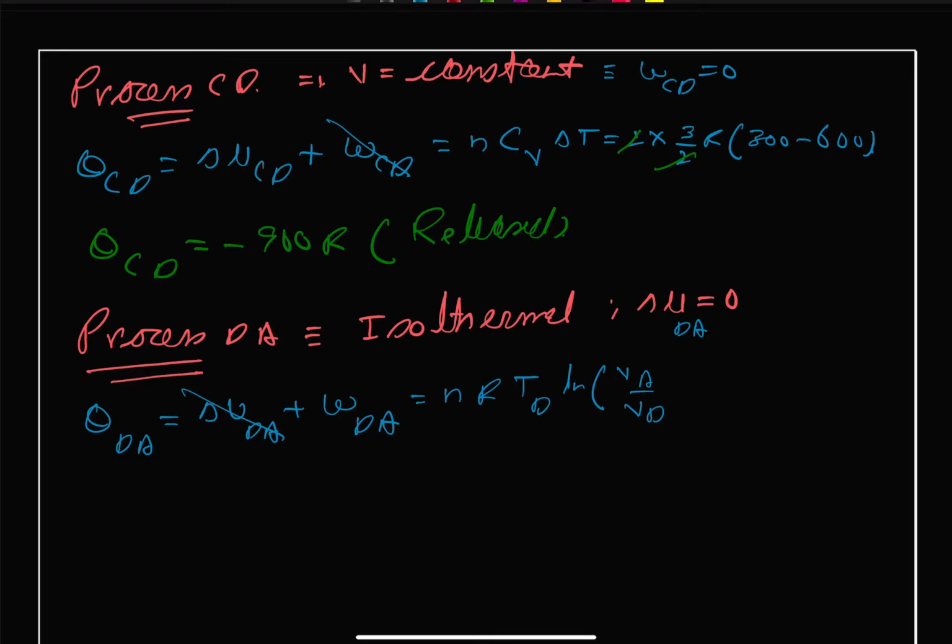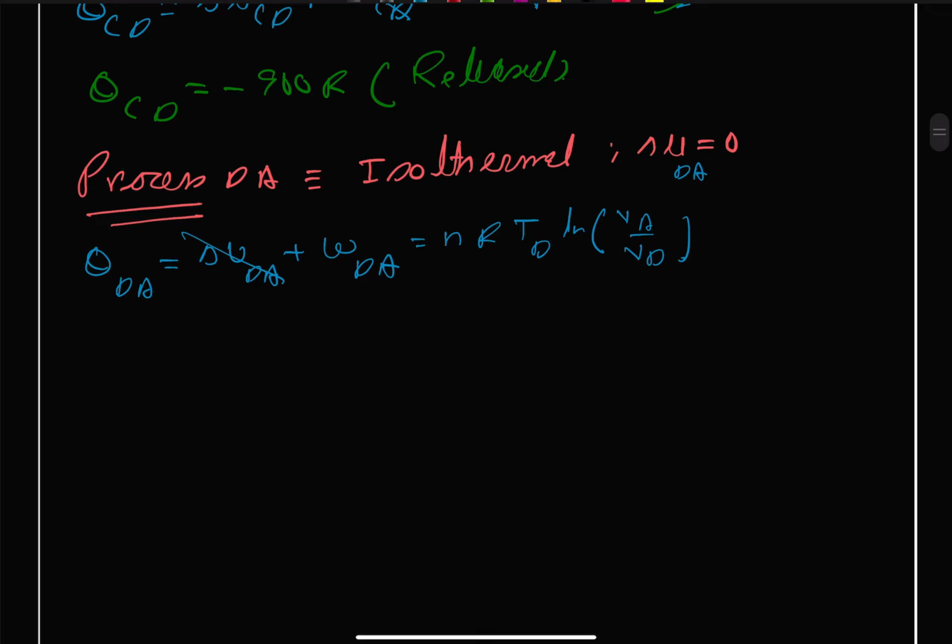VA upon VD. So we substitute the values, we get QDA will be equal to 2 times R, TD is 300, and VA is V naught, and VD is 4 times V naught, and this V naught cancels out, so this comes as 1 by 4. 1 by 4 we can take in the numerator, so this comes as minus, and this will be 600 R natural log of 4. So this will also be released.